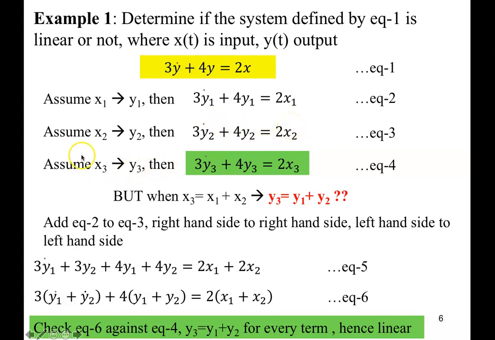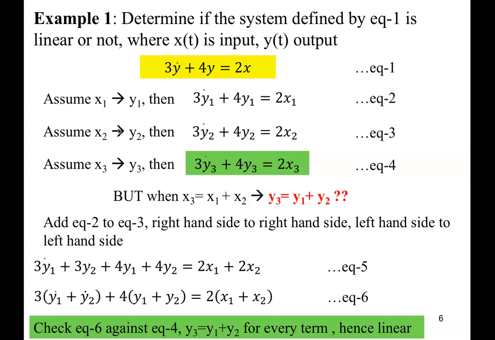Then of course I can say I have another input x3 that leads to the output y3, and this equation also stands. Now the question comes: if I make x3 equal to x1 plus x2, would my y3 equal y1 plus y2? If that's true, then we have a linear system. If not, we have a nonlinear system.